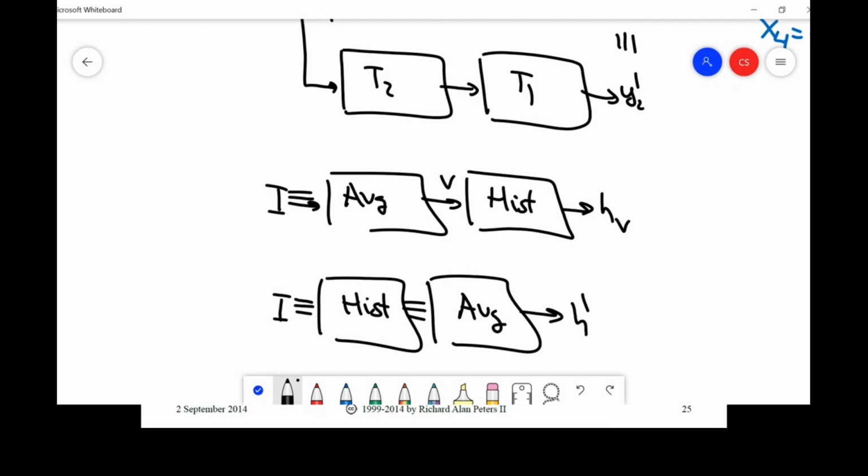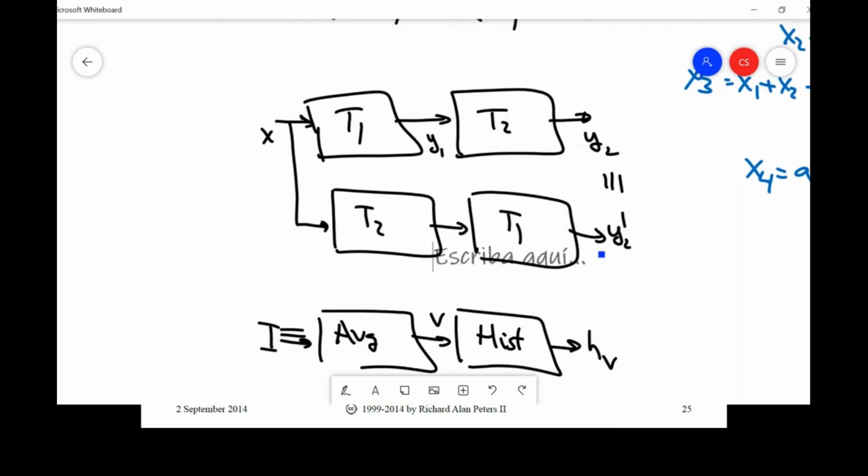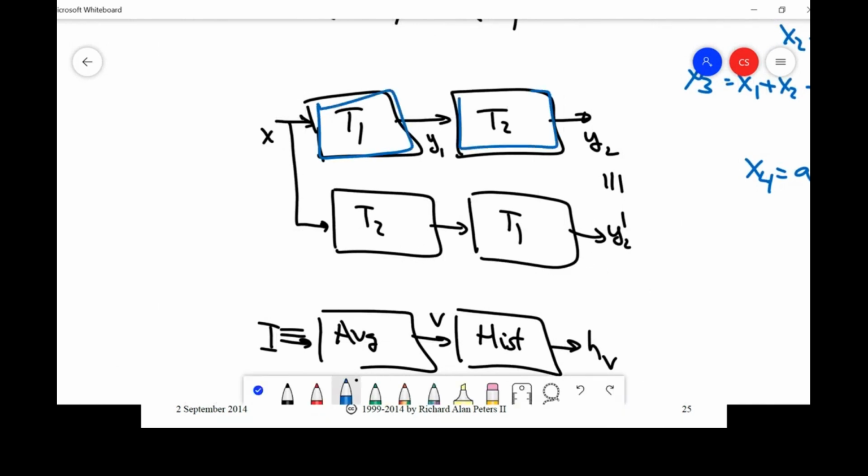What about the average? Computing an average is a linear operator. So let's mark linear operators in blue. So let's say this is a linear operator. This is a linear operator. This is linear.